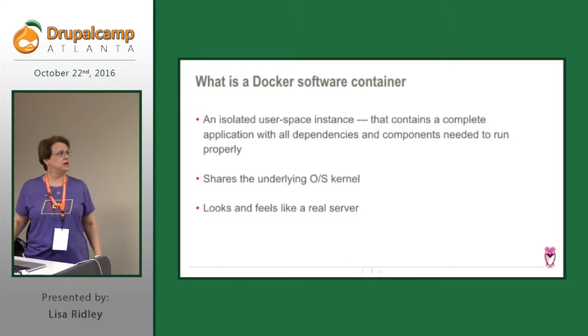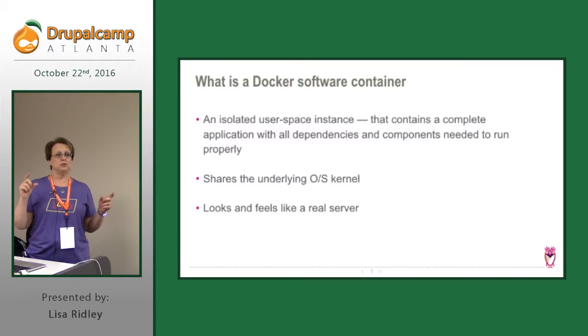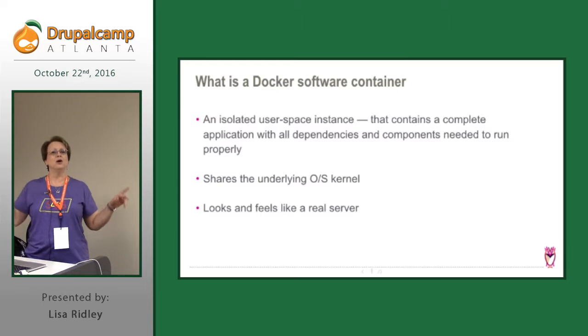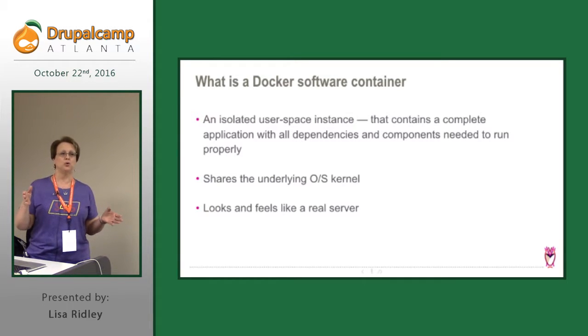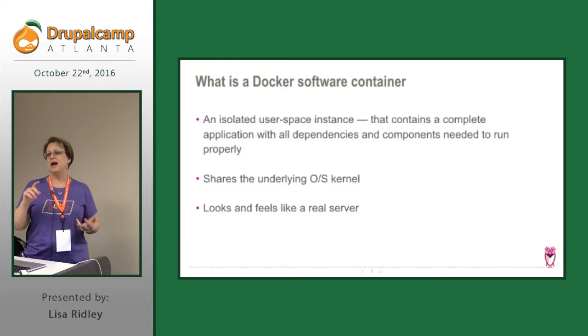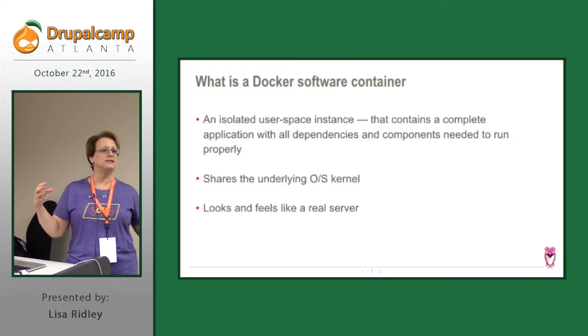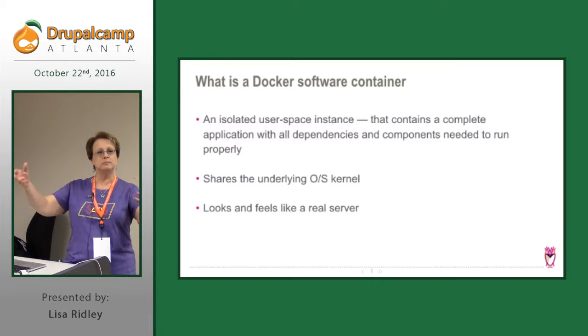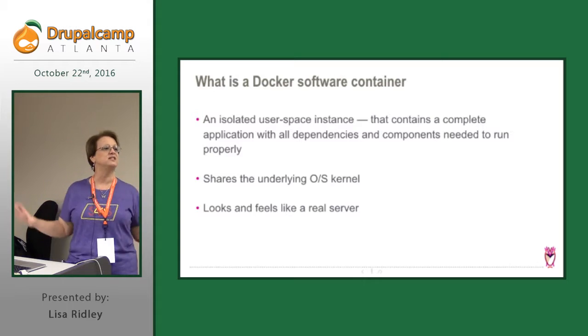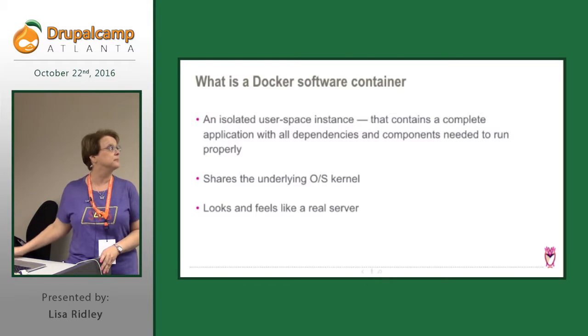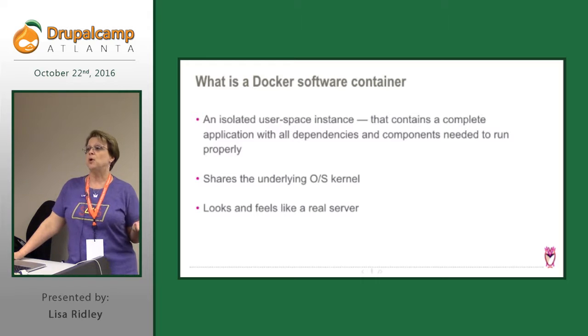The way these containers work is the underlying operating system kernel for the host operating system is shared with the container. Now, we're not talking about the entire host operating system, we're just talking about the kernel. So whether you're looking at Red Hat or Ubuntu or CentOS, the kernel itself is relatively the same going from flavor to flavor. It's all of the stuff that's wrapped around it that's vastly different. And for all intents and purposes, a Docker container looks and feels like a real server.